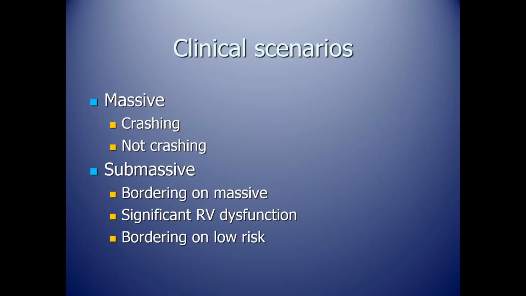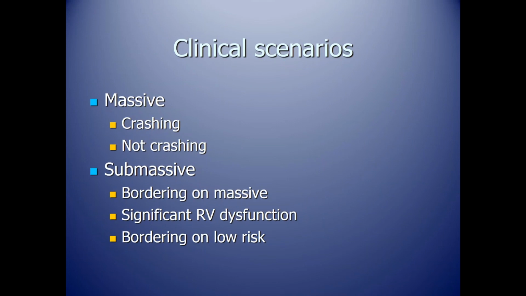Now, when we're deciding who to treat, we can take those categories of massive and submassive and further subdivide them. So when we look at treating massive patients, there are the patients who are absolutely crashing, they're in shock, they're ready to die in front of you. And then the patients who are massive, but they're not crashing. They're obviously very sick, they're hypotensive, but they're what we call a stable massive.